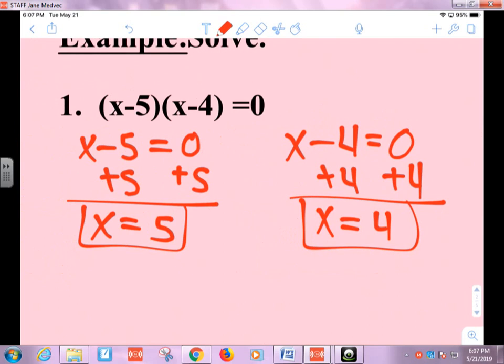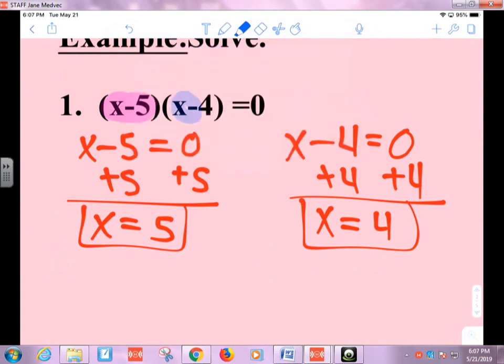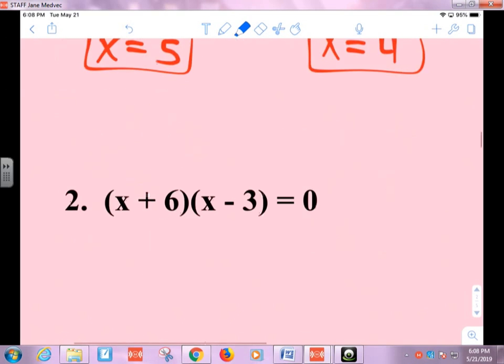We set each one of those sets equal to 0, and then x minus 4 we set equal to 0, and then we solved. And that was done a couple of days ago.